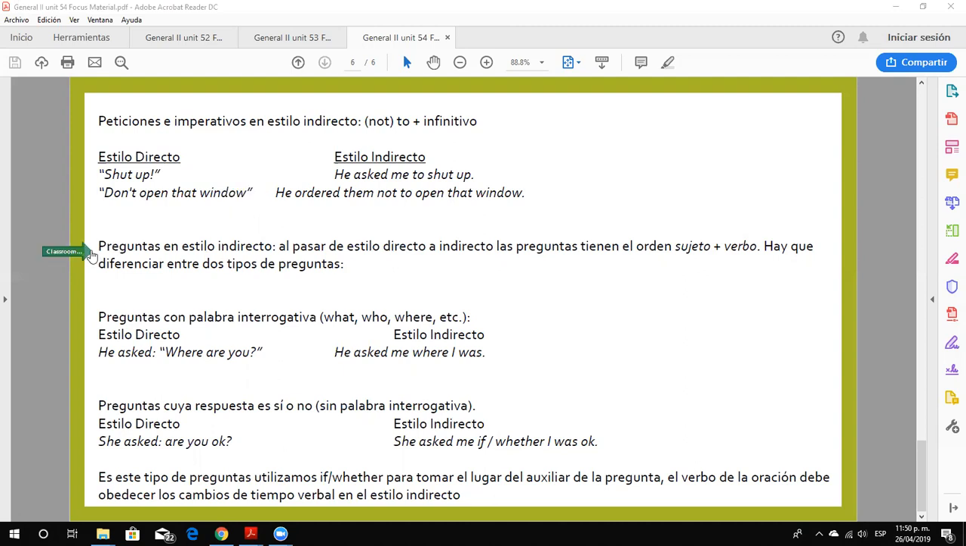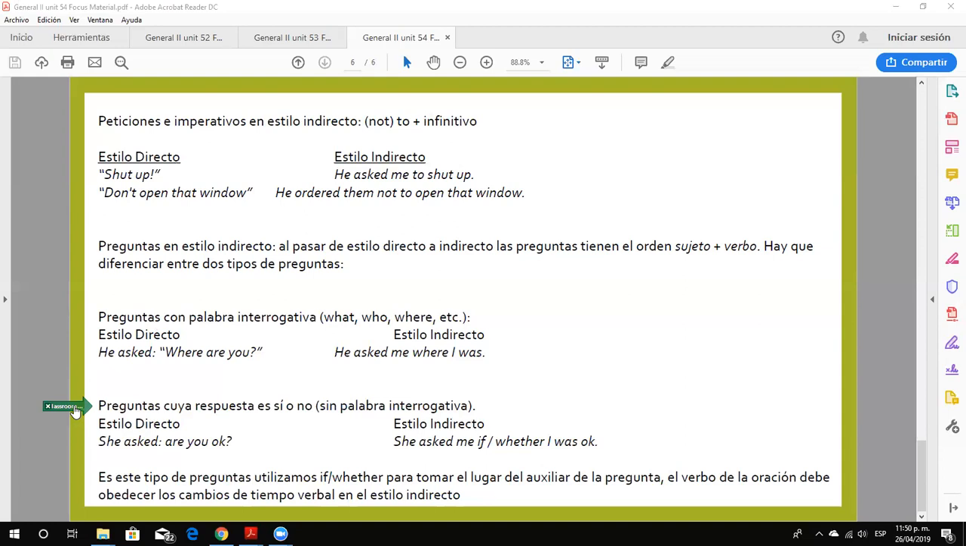Questions in indirect speech. When we pass from direct speech to indirect speech, the questions have the order subject plus verb. We have to make the difference between two kinds of questions. First, the questions with an interrogative word: what, who, where, etc. In direct speech, he asked, "Where are you?" In indirect speech, he asked me where I was.